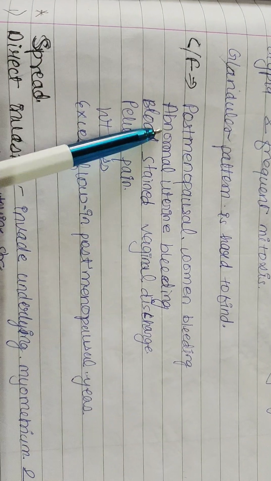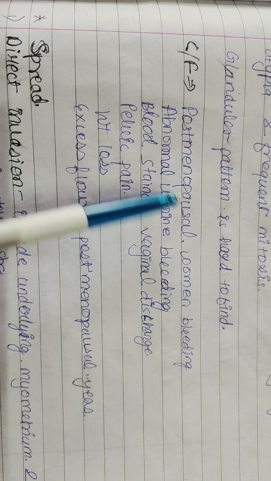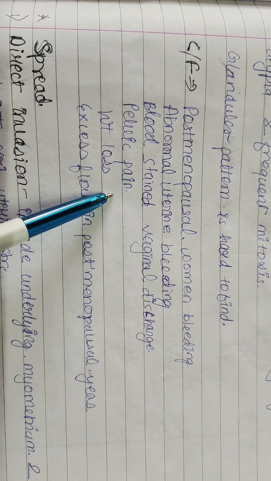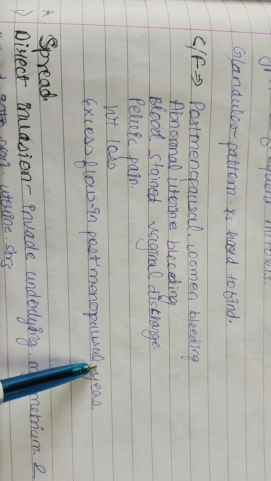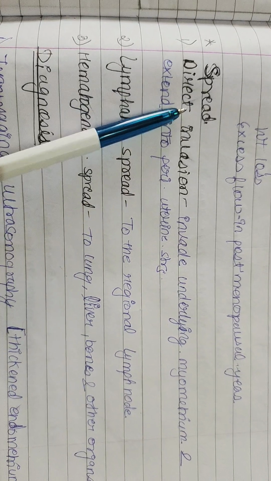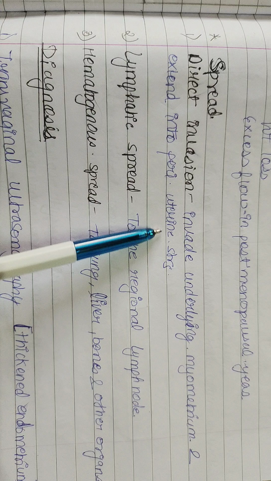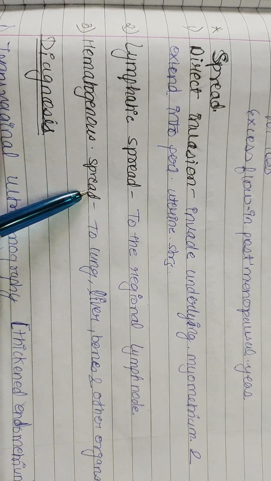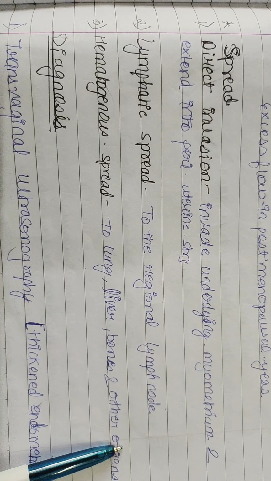Now, clinical features of endometrial carcinoma are postmenopausal bleeding, abnormal uterine bleeding, blood-stained vaginal discharge, pelvic pain, weight loss, and excess flow in premenopausal years. Now, spread of endometrial carcinoma is by direct invasion of the underlying myometrium, extending into the periuterine structures. Lymphatic spread to the regional lymph nodes and hematogenous spread to the lungs, liver, bone and other organs.